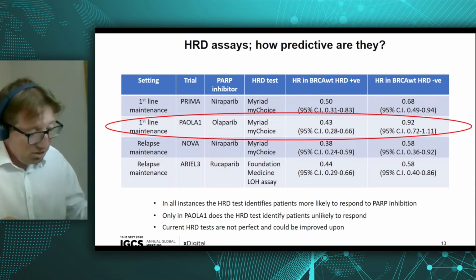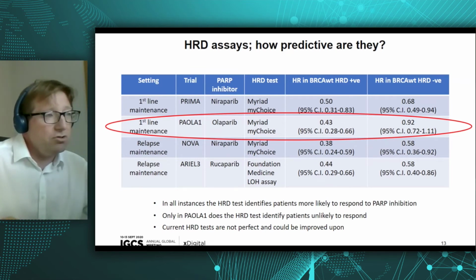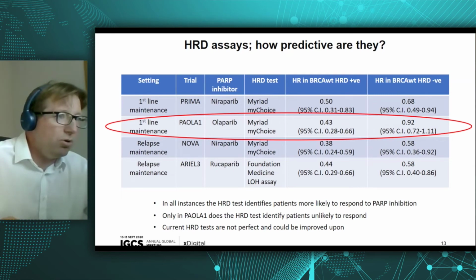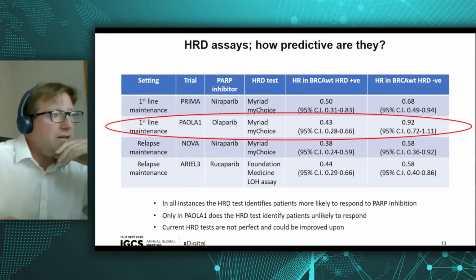And as has been mentioned, Shannon Westin mentioned this, HRD tests are far from perfect. So there's false positivity, because there are patients who have an HRD positive score but have got reversion mutations, for example, and have actually got restored HR, but they will still test positive. And then there's clearly a false negative element as well.